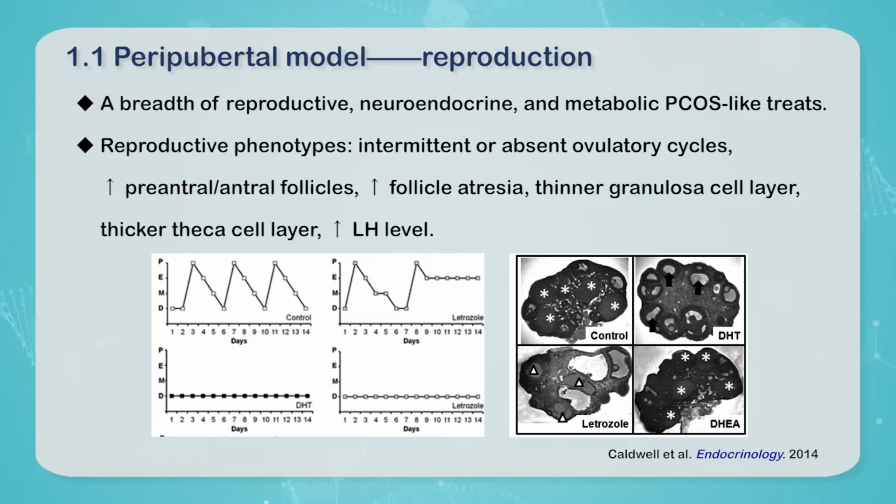The reproductive phenotypes include intermittent or absent ovulatory cycles and abnormal ovary morphology, as we can see from the HE staining of the ovaries. There are increased preantral or antral follicles, a thinner granulosa cell layer, and a thicker theca cell layer in the ovaries of DHT and letrozole mice. These animals also exhibit higher luteinizing hormone levels.